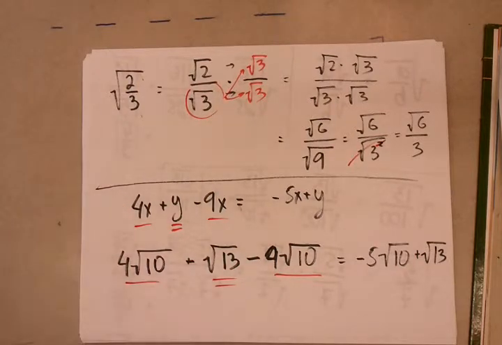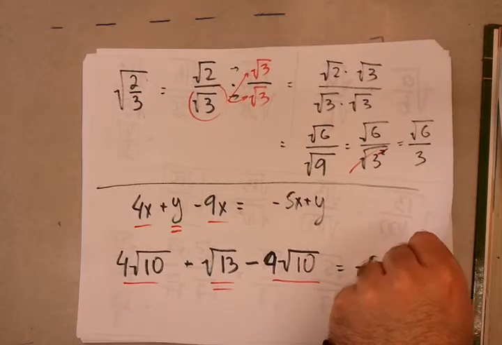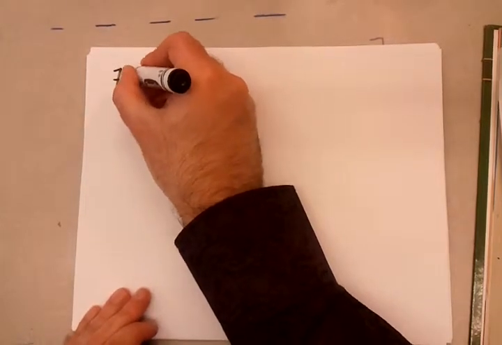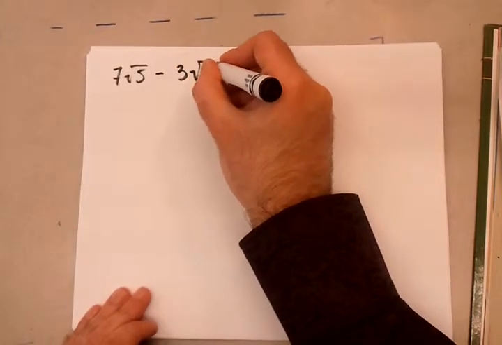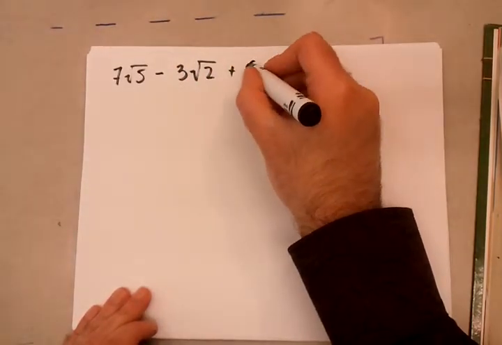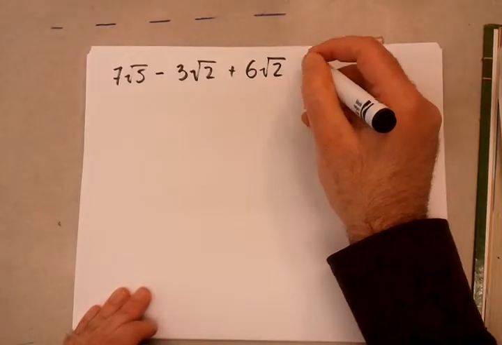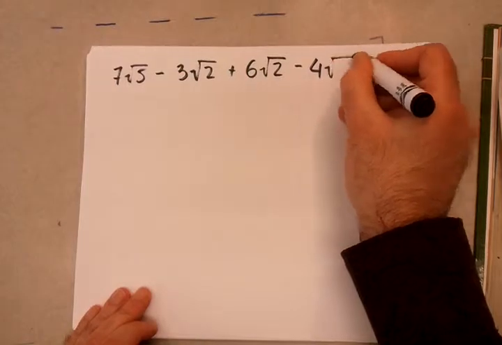Very similar to what we did with this problem here. So you treat roots kind of like you treat variables. Anything with the same root you can combine. So let's do another example here. Let's do a problem like this. So if I give you, for example, 7 root 5 minus 3 root 2 plus 6 root 2 and then minus 4 root 5.